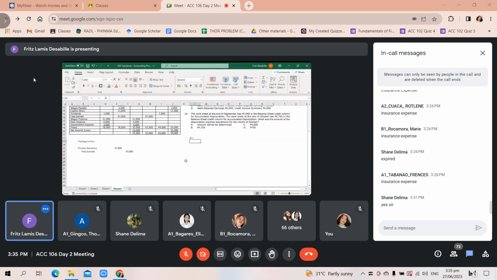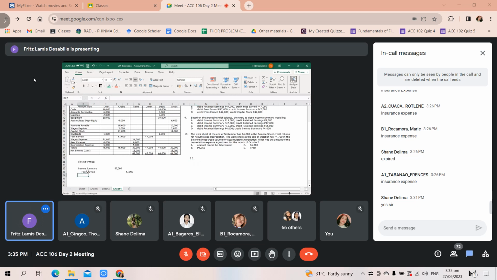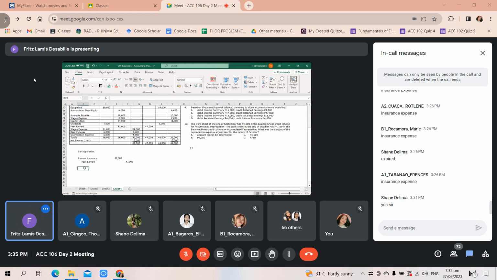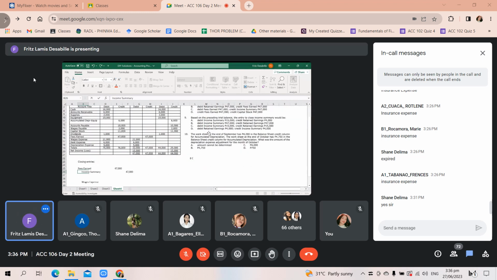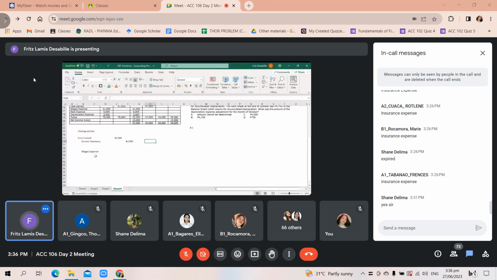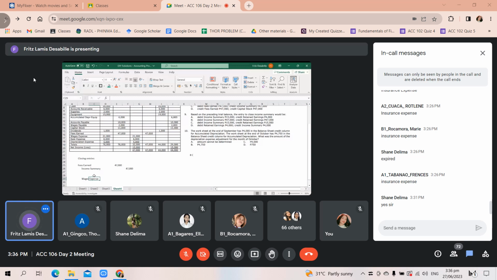8C. Now let's close the expenses. Wages earned, wages expense. Dapat debit to income summary, debit to fees earned, credit to income summary. Okay. Tama na nga pa letter 8, letter C.